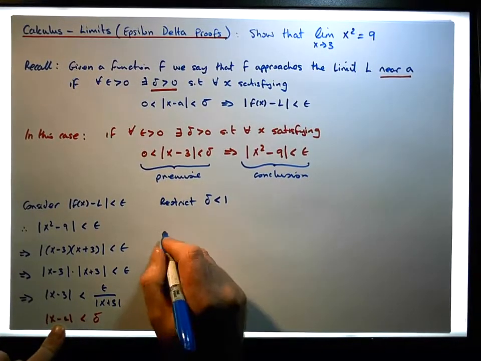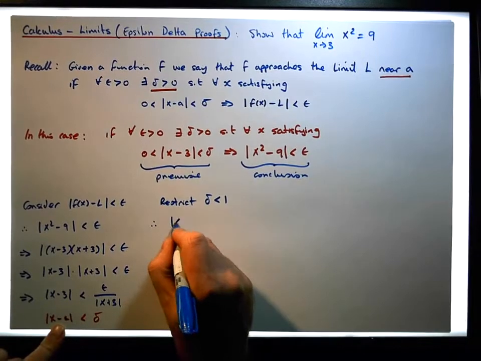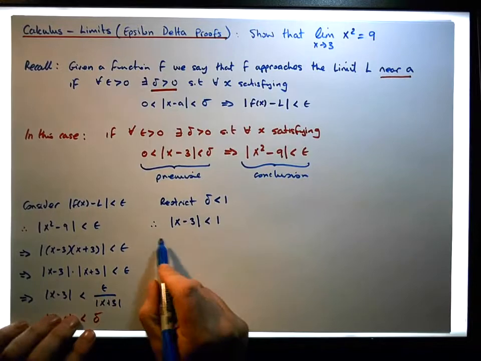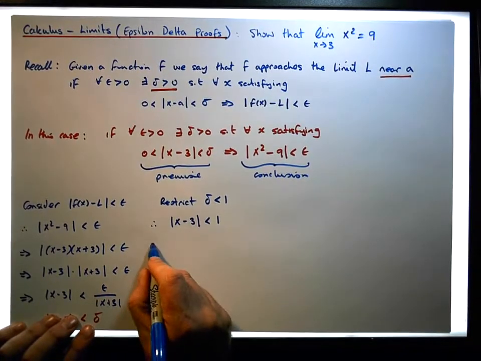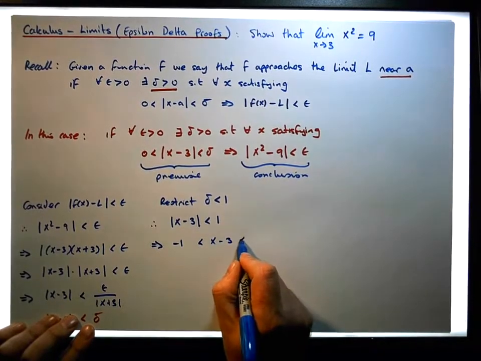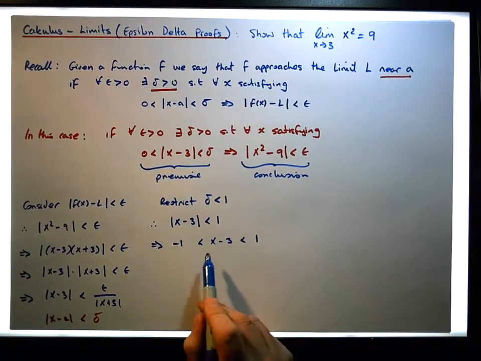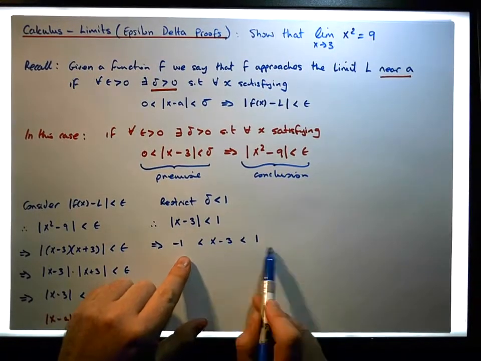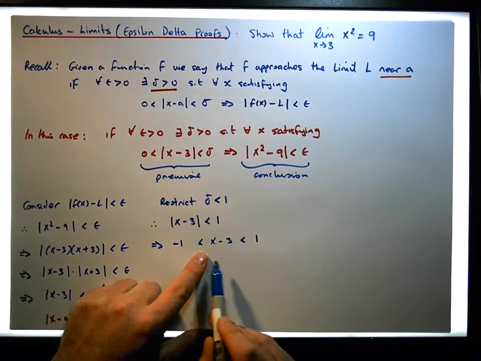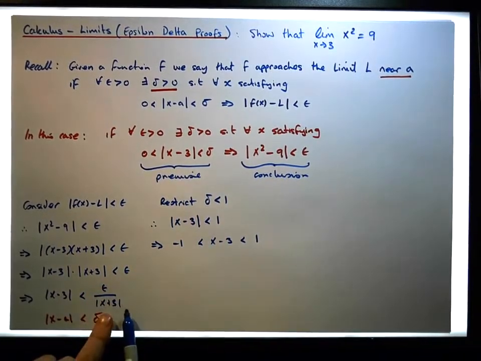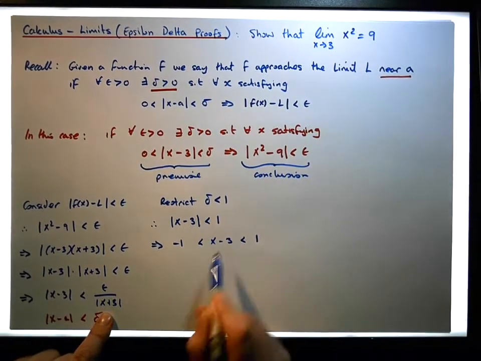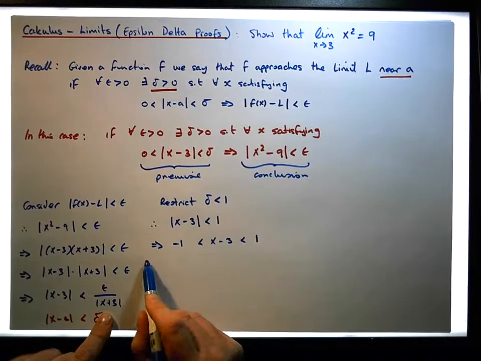Now what we have is that |x − 3| must be less than 1. Expanding this out, this implies that −1 is less than x − 3, which is less than 1. Now, can we get this inequality in the form of x + 3? What would we need to add to x − 3 to end up with x + 3? We'd have to add a 6. So let's add 6 across here.